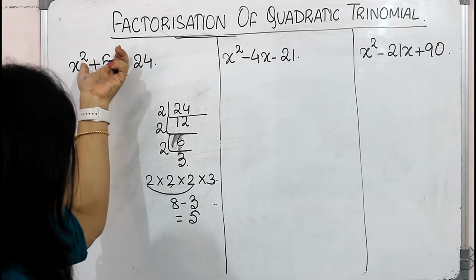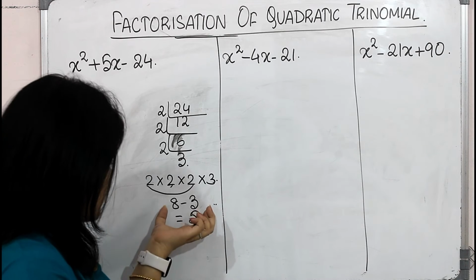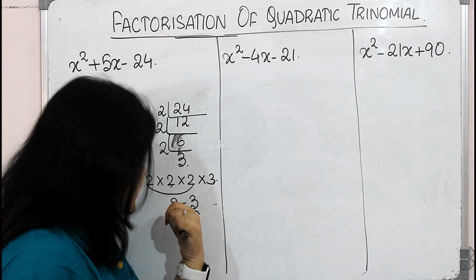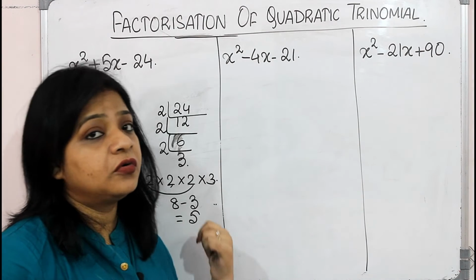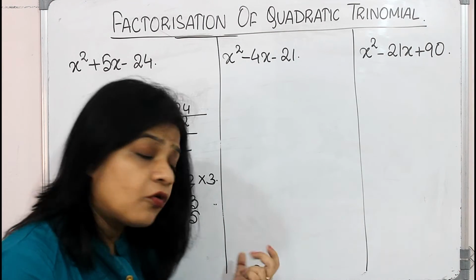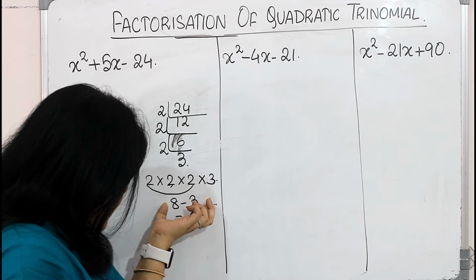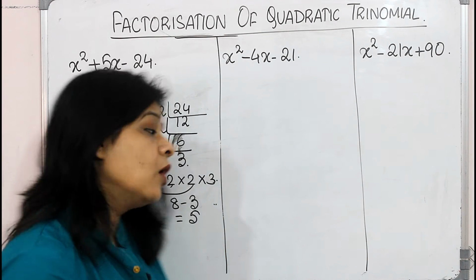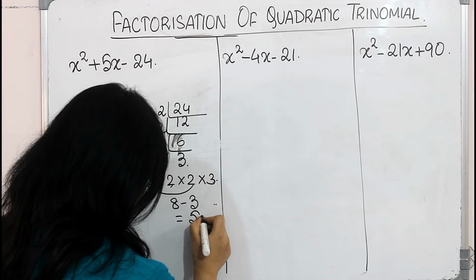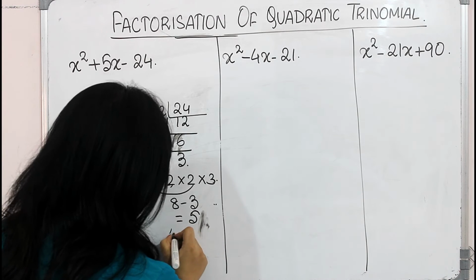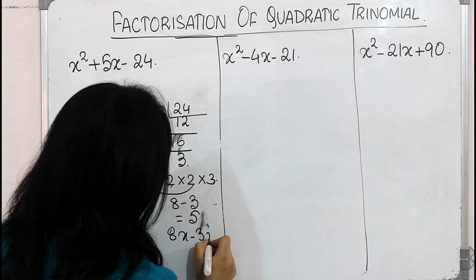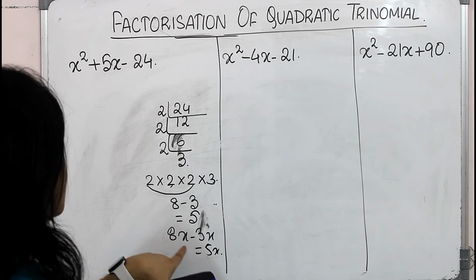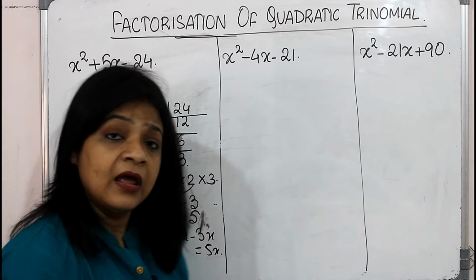So we are expressing 5x as the difference of the factors of 24. 8 is also a factor of 24, and 3 is also a factor of 24. So we are expressing it as the difference: 8 minus 3 equals 5. So 8x minus 3x is equal to 5x. In place of 5x, we are going to use 8x and 3x.